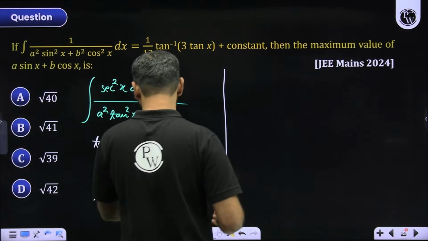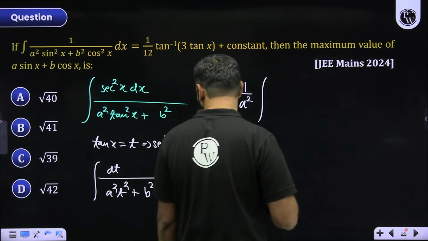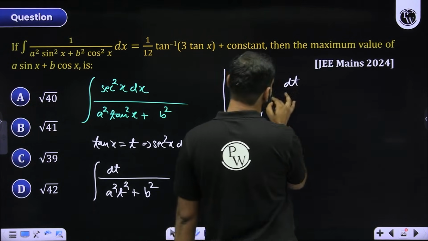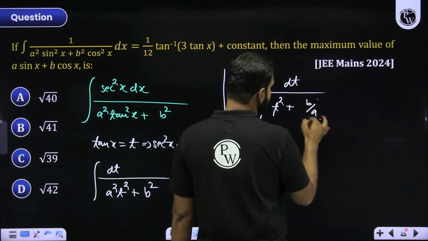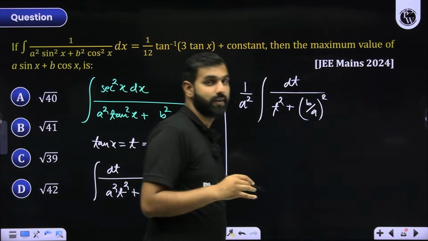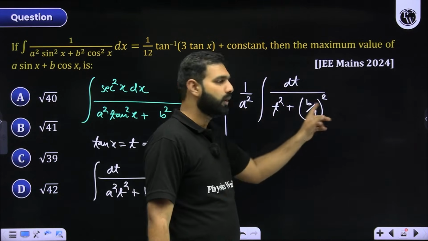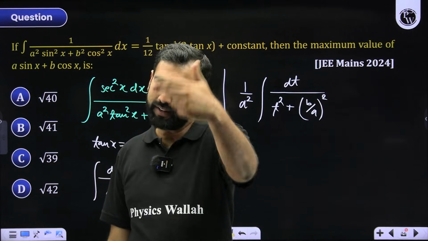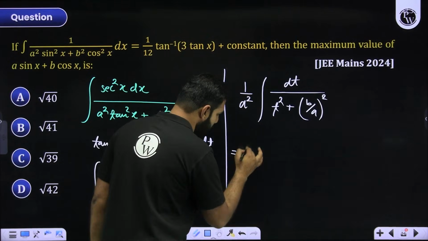It will clearly match with what you have learnt as a formula. So here if I take this a square common, I'll have 1 upon a square outside as a scalar. Then you're left with dt, and here it is t square plus b by a whole square. Now from here, do you not know the approach? This is clearly nothing but 1 upon x square plus a square. You know, 1 upon a tan inverse x upon a. Do you remember that?